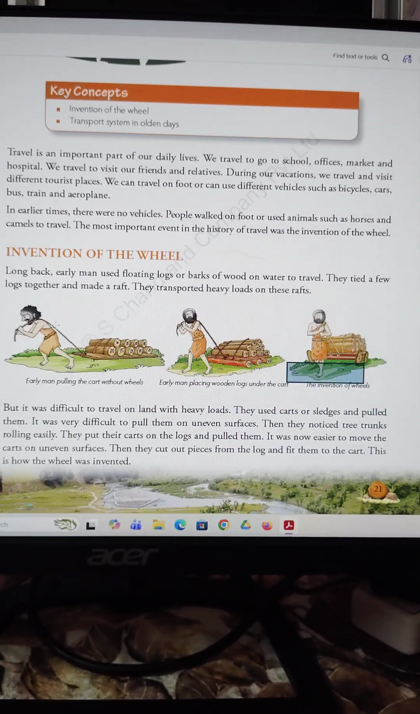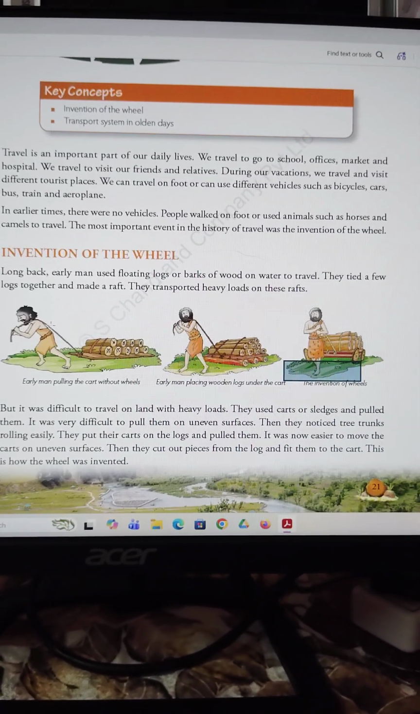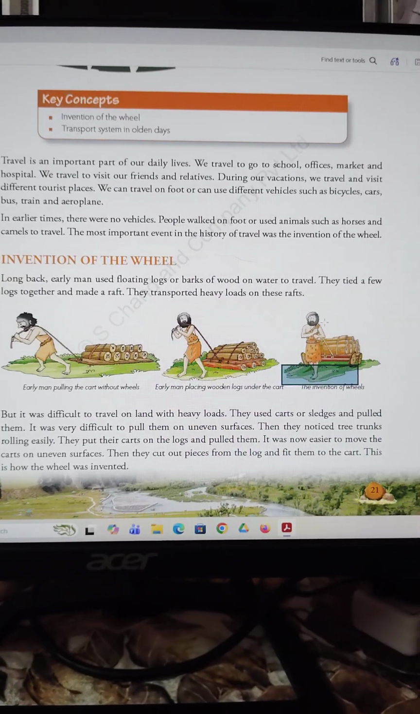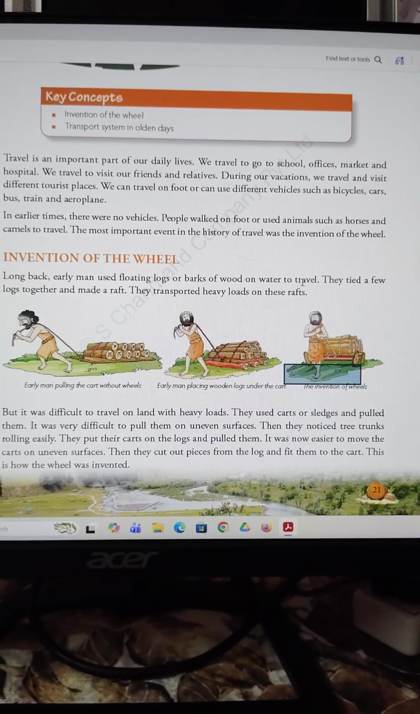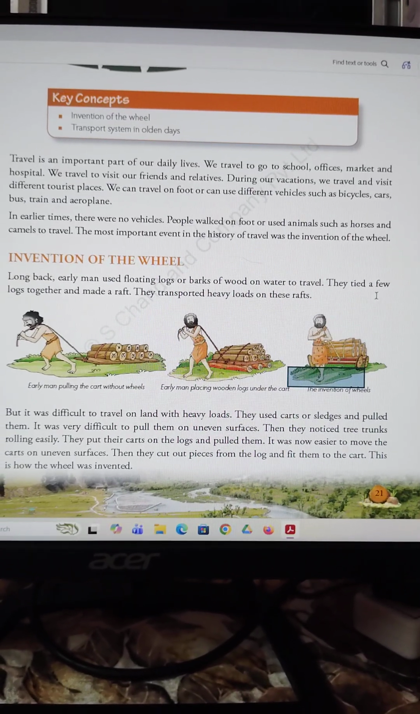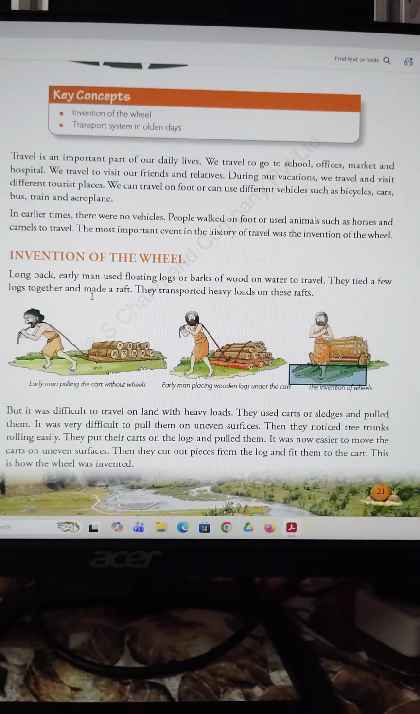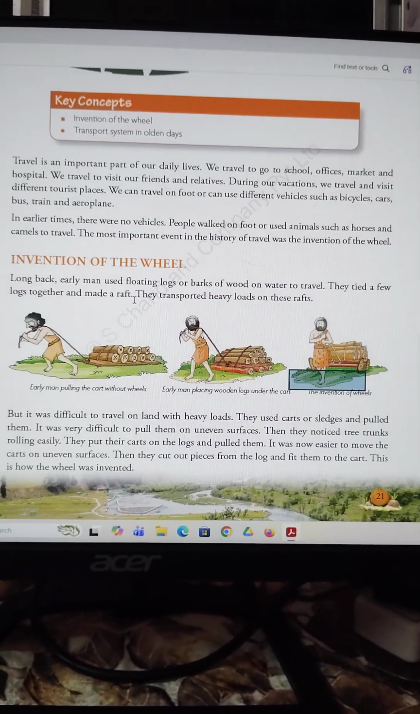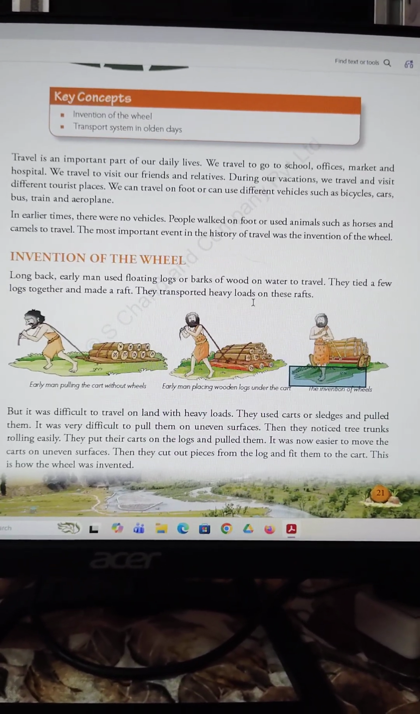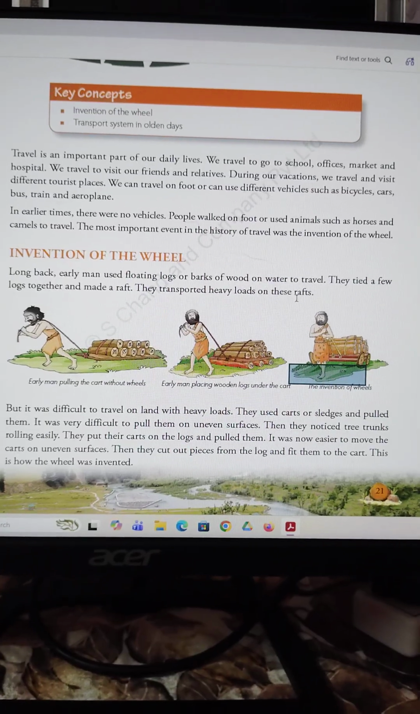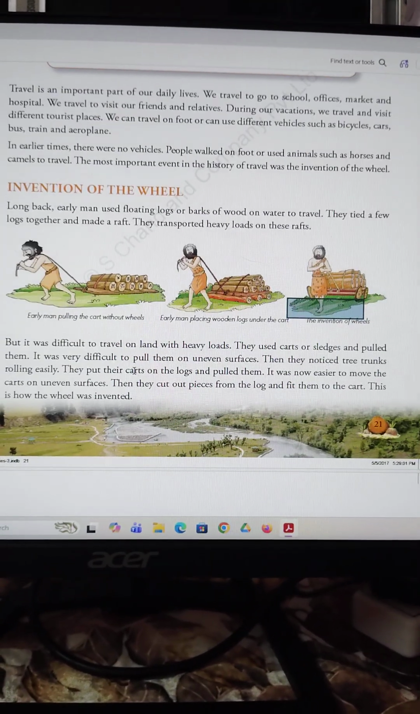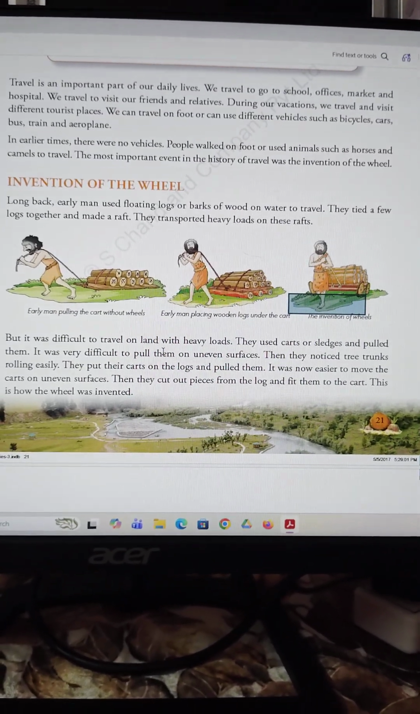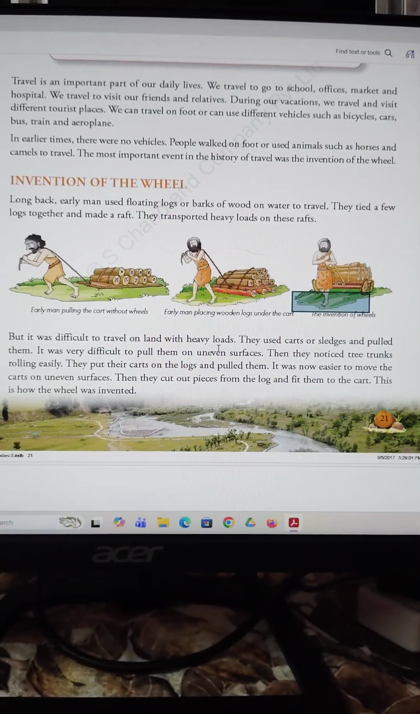Long back, early men used floating logs or blocks of wood on water to travel. They tied a few logs together and made a raft. They transported heavy loads on these rafts. It is very difficult to travel on land with heavy loads.